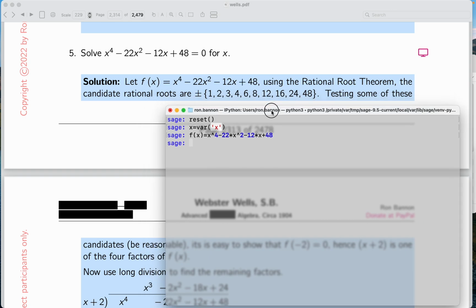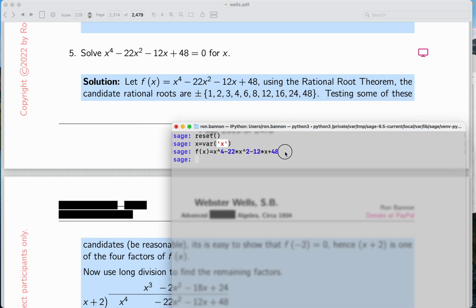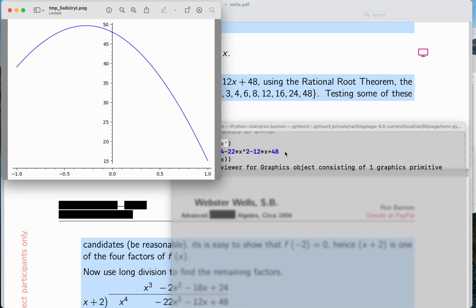All right? I know it's hard to look at this, but I've defined a variable, and now I've assigned f of x to be a function, and that function is x to the 4th minus 22x squared minus 12x plus 48. I'm going to plot it, and I want to see what it looks like. I'm going to plot f of x, and I don't know what's going to happen. Well, I get that picture there. It's not the complete picture. I want to get roots.